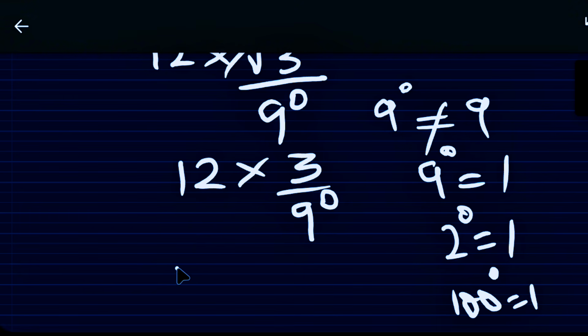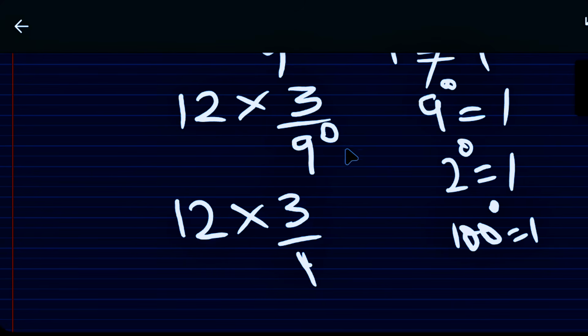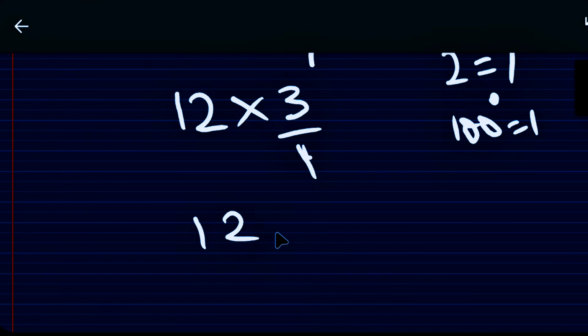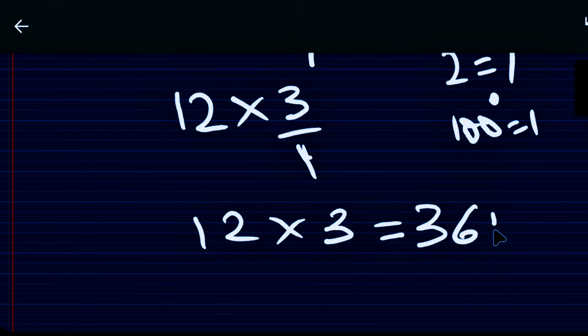So for that reason, we are going to have this to be 12 multiplied by 3, then divide by 1, because 9 exponent 0 equals 1. So from here, we have 12 multiplied by 3, which will give us 3 multiplied by 2 equals 6, and 3 multiplied by 1 equals 3. So the right answer to this expression is 36.